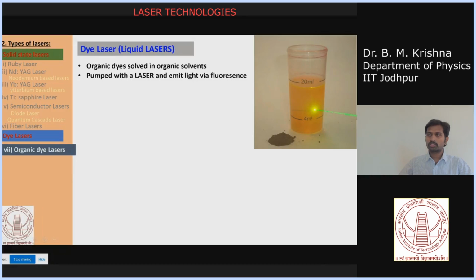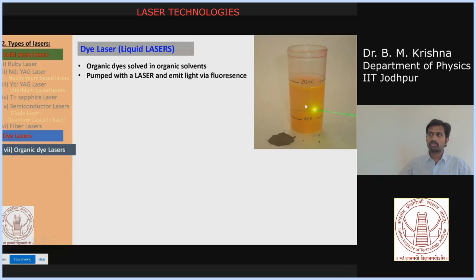Now you see we are actually shining a green laser. The dye is in a liquid solvent, an organic solvent. You take a dye compound and disperse it in the solvent, where it is soluble. So now you have a dye solution. Once you have a dye solution, you bring in the external light. For example, in this case you have a green laser coming and interacting with your dye molecules.